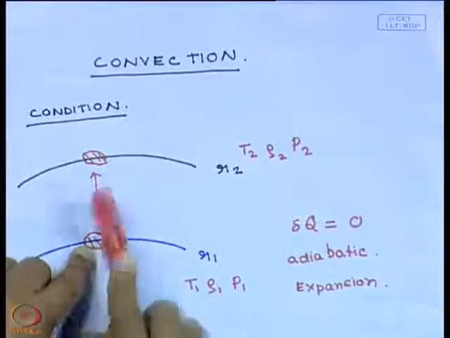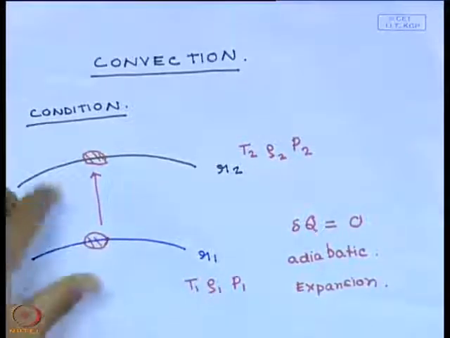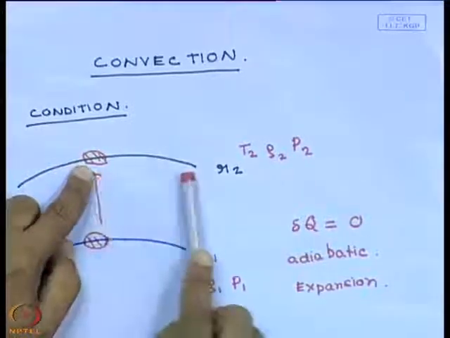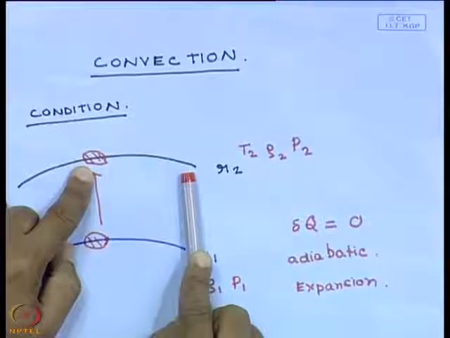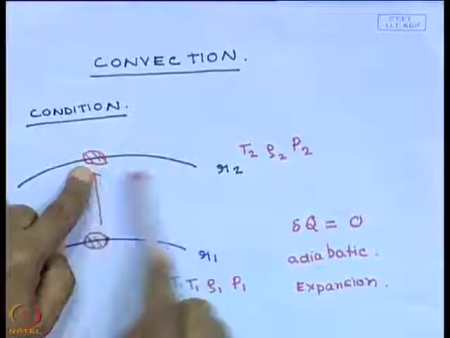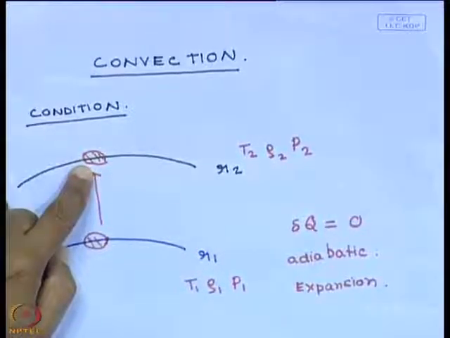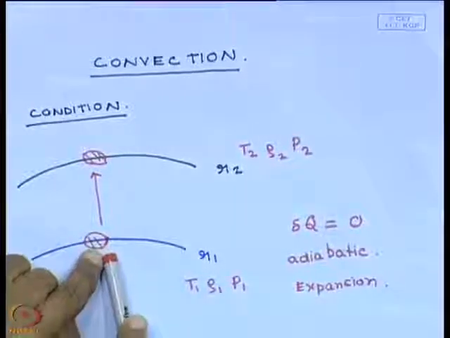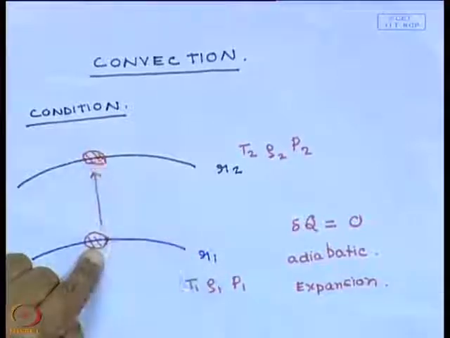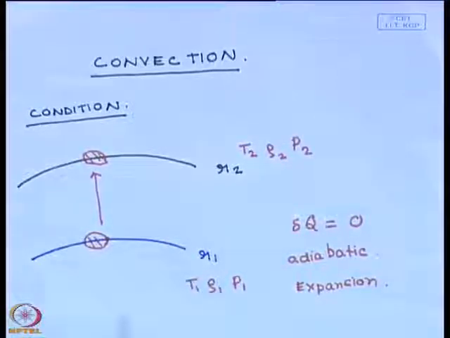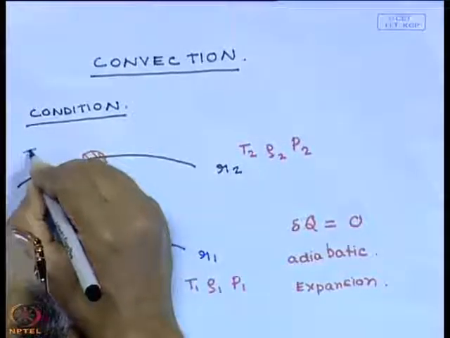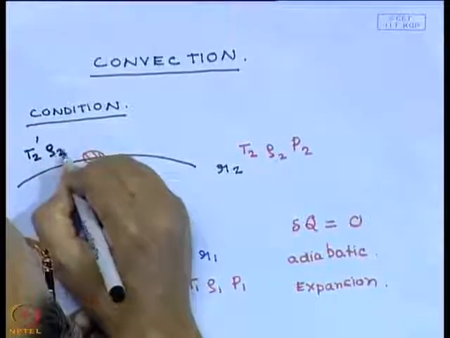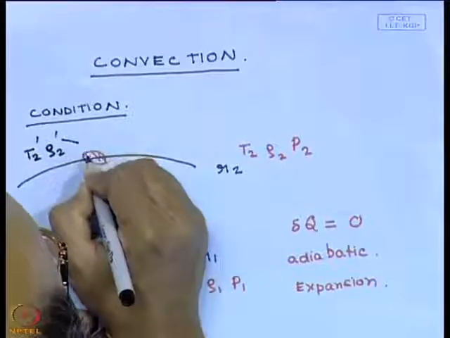Now, the main question is, is it cooler than the surrounding, or is it hotter than the surrounding? That is the main question. The bubble is going to cool compared to T1 when I move it from here to here. And it is going to come to another temperature, let us call that temperature T2 prime, and it will have a density rho 2 prime, where these pertain to the bubble.